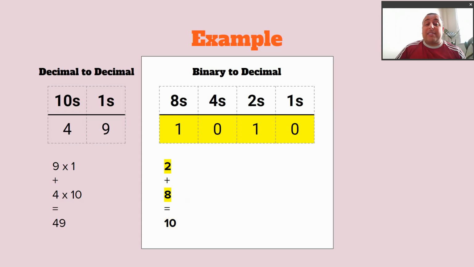Now we can simplify this a little bit more and just say, well, it's just 2 plus 8 then, isn't it? Every time you see a 1 underneath that column, that's the number that you add up. So we do 8 plus 2, and that gives us 10. We don't add the 4s and we don't add the 1s in this scenario.